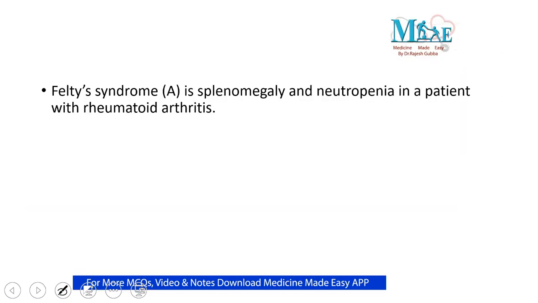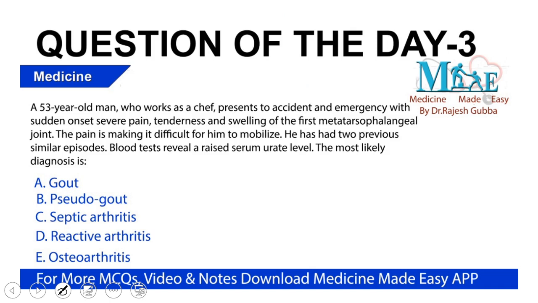Now, let me discuss one more question, that is question of the day 3. The clinical question here is a 53-year-old man who works as a chef, presenting to the emergency department with sudden onset severe pain, tenderness and swelling of the first metatarsophalangeal joint. The pain is making it difficult for him to mobilize, and he has had 2 previous similar episodes. Blood test reveals there is raised serum urate levels. What is the most likely diagnosis?